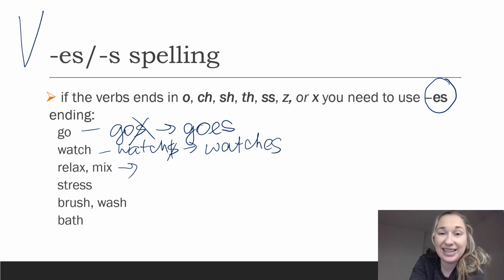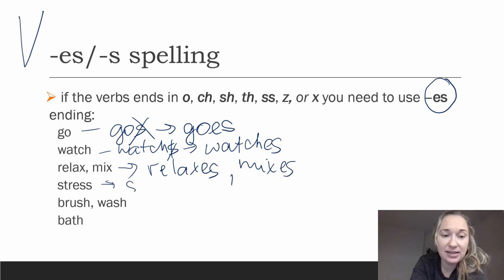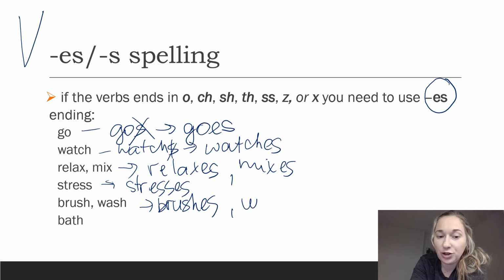Instead of relaxs, it's just not possible to pronounce it. It's relaxes, mixes, stress, stresses, brushes, washes, bets.